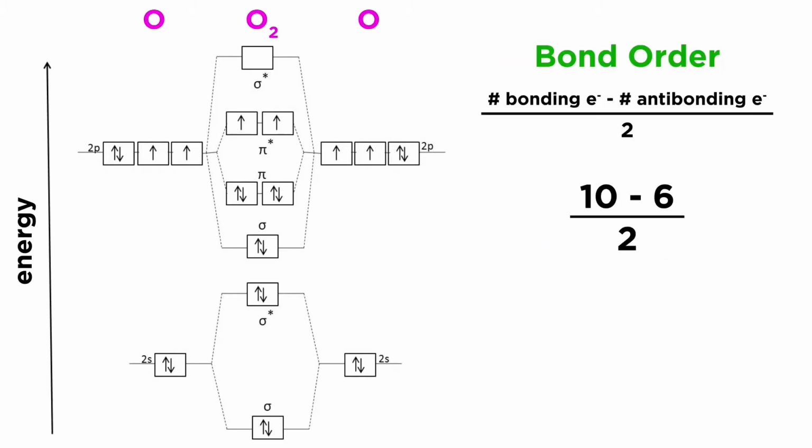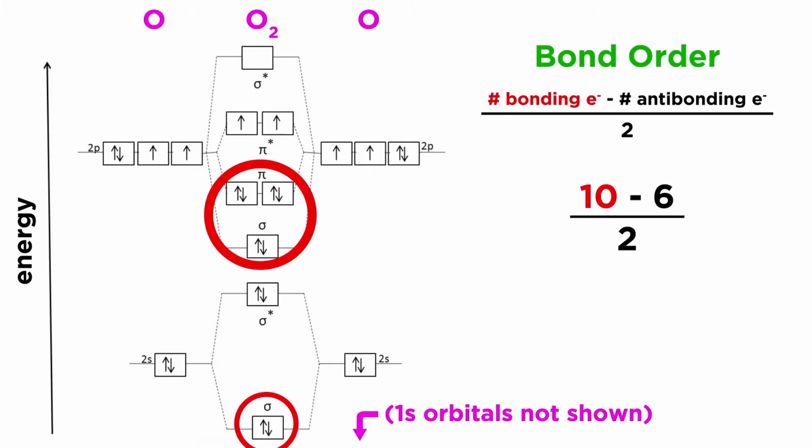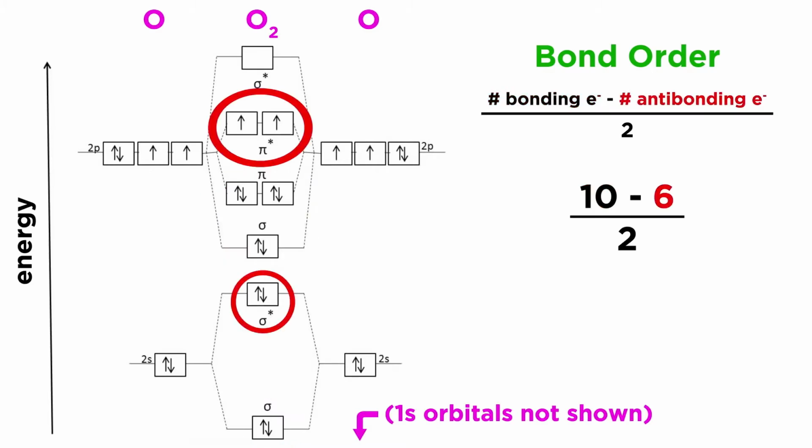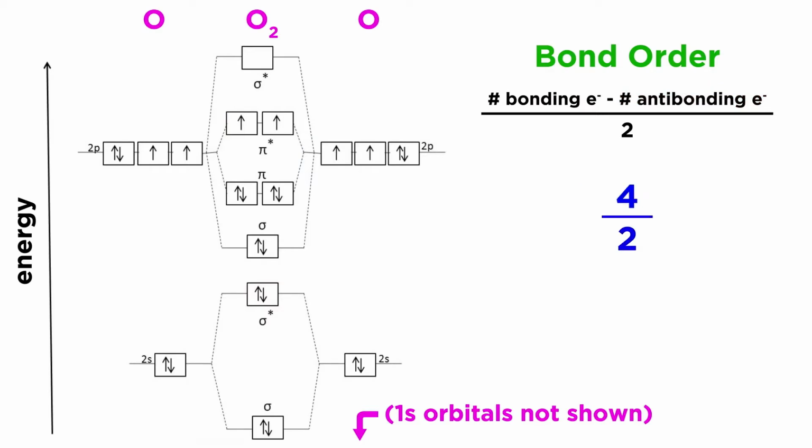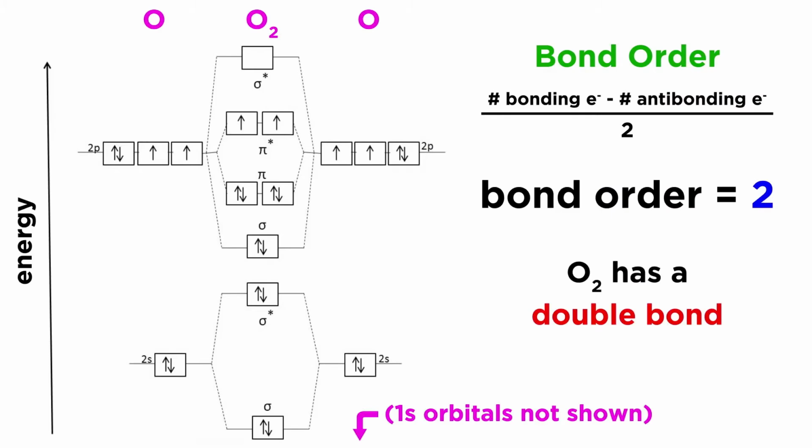Here's that diagram one more time, along with the calculation for bond order, with 10 bonding electrons, including the sigma 1s bonding electrons, and 6 antibonding electrons, including the sigma 1s star antibonding electrons. 10 minus 6 is 4, and 4 over 2 is 2. This explains the double bond in diatomic oxygen.